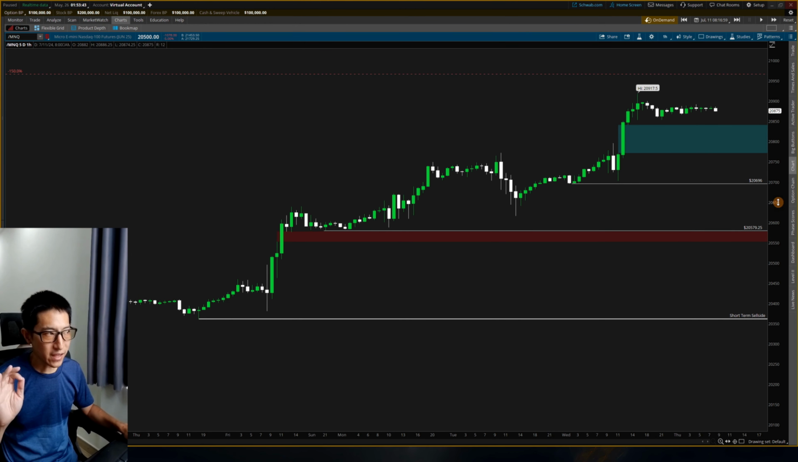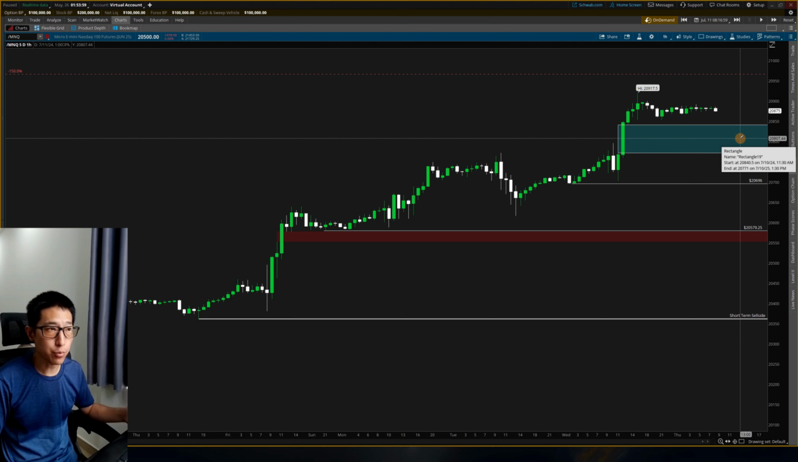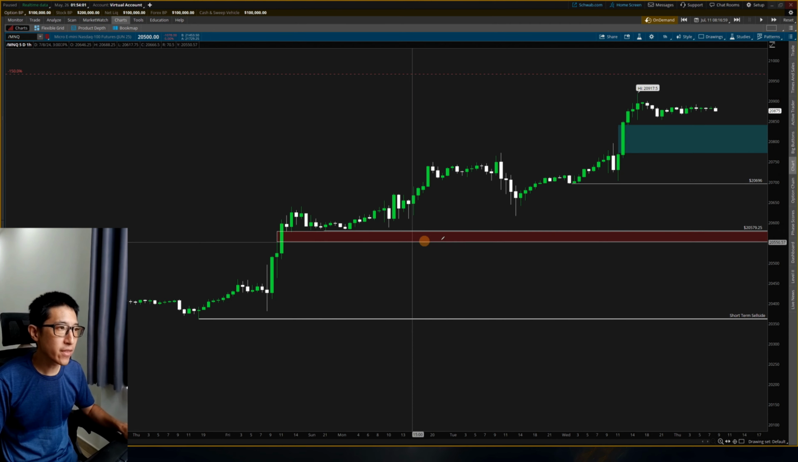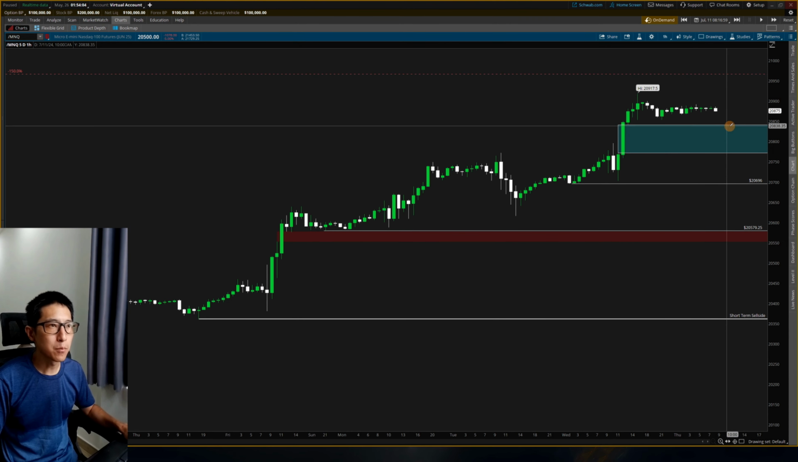I think the key here is to pay attention to this 1 hour fair value gap. We could go down into the 1 hour fair value gap, provide support, and we go higher. But if we start going down below this 1 hour fair value gap, using it as inversion to push price down lower, then that makes my theory more realistic. So definitely, keeping an eye on this 1 hour fair value gap is going to be very important.